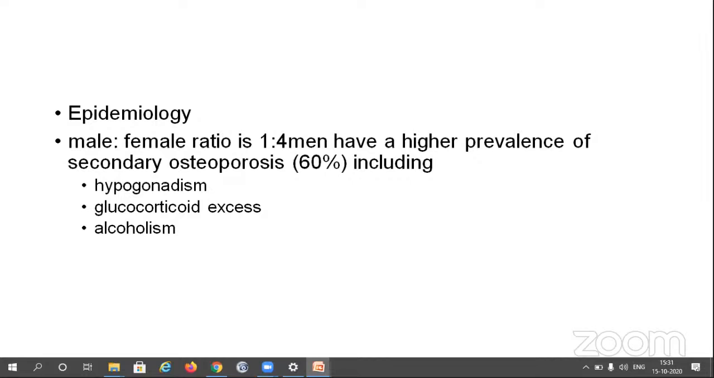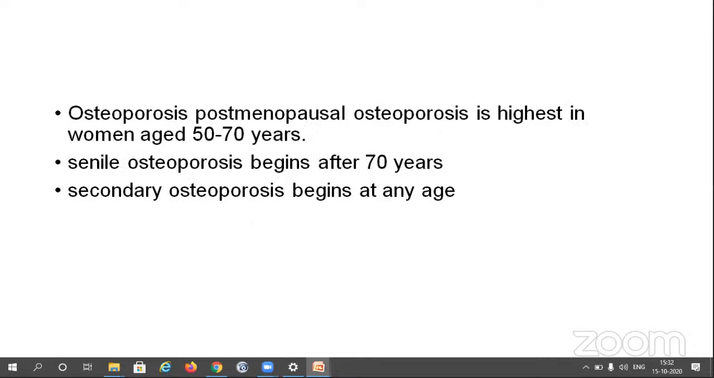Coming to epidemiology, the male to female ratio is 1:4, and there is a higher prevalence of secondary osteoporosis, 60% in males, due to hypogonadism, glucocorticoid excess, and alcoholism. Postmenopausal osteoporosis is highest in women aged 50 to 70 years. Senile osteoporosis is one which begins after 70 years. Secondary osteoporosis may begin at any time.